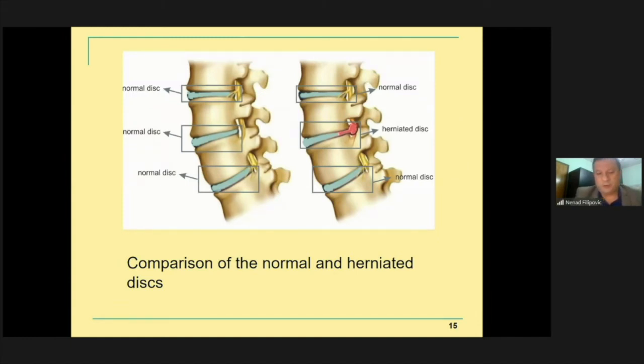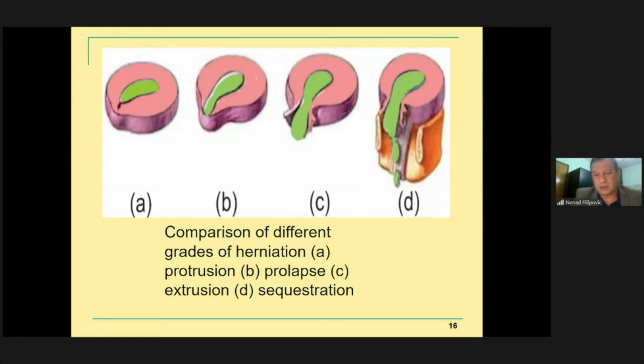Then we focus more on the comparison of the normal and herniated disc, and we are using a medical imaging approach in order to see what is the normal disc, what is the herniated disc, and how we can, from the medical imaging, make some kind of geometrical reconstruction. If we compare the different grades of herniation, we have, of course, protrusion, prolapse, extrusion, and sequestration.